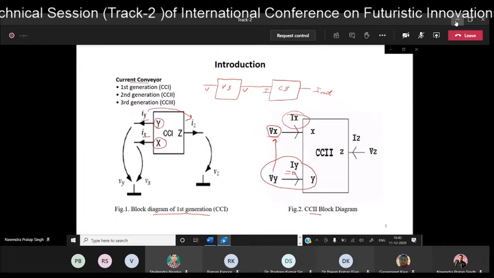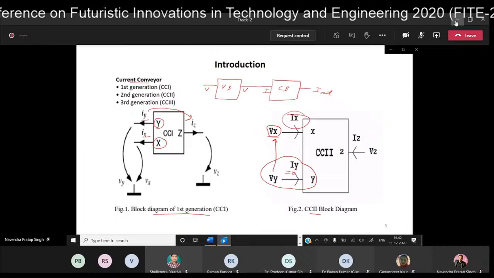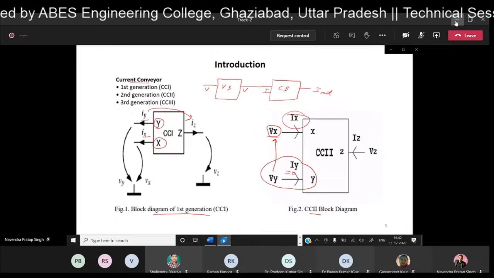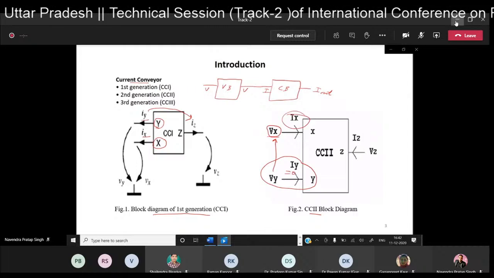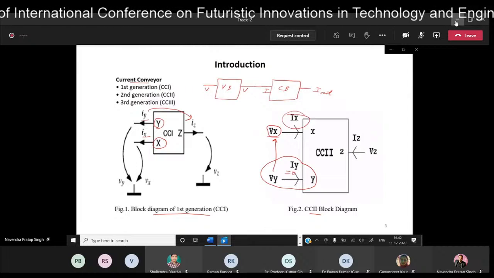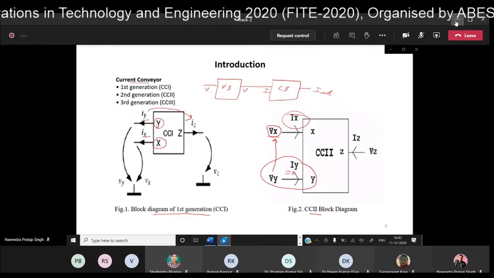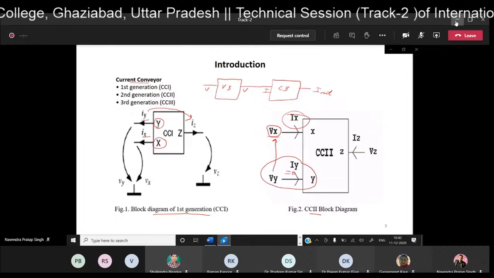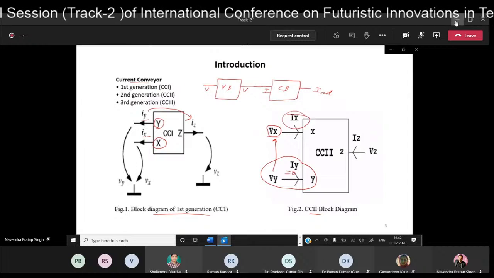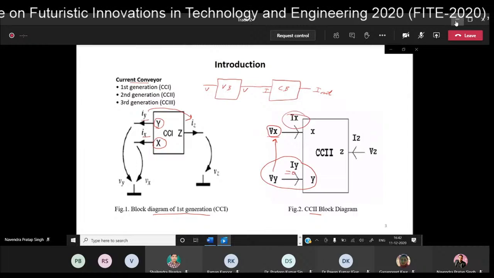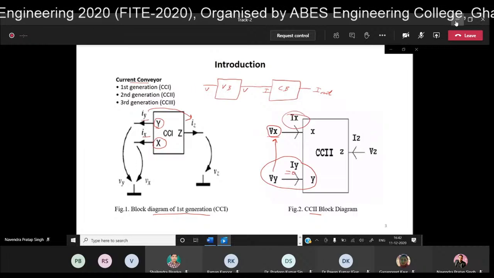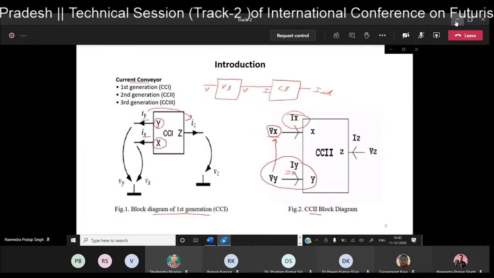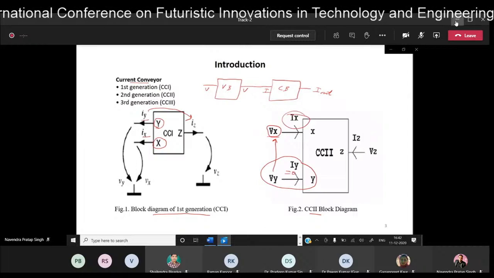So these were the current conveyors, and this is basically the element we have taken, based on which the multifunction filter has been generated. This diagram is just showing one simple CMOS implementation of CCII. As I already said, the input voltage applied will be reflected at the other input terminal X, and the current generated due to this will be mirrored at the output terminal. So this is the basic implementation approach of the current conveyor.